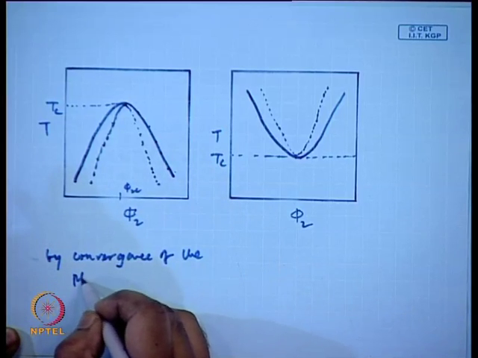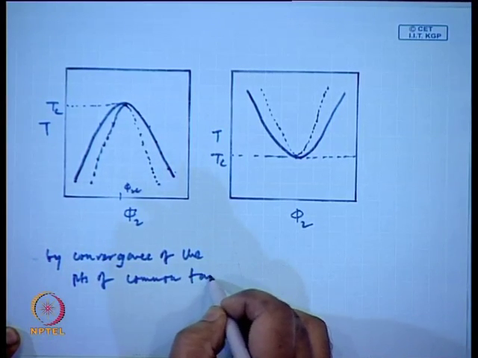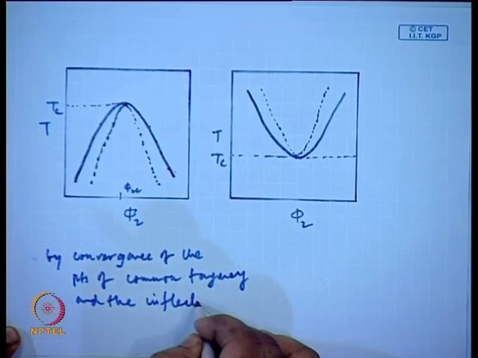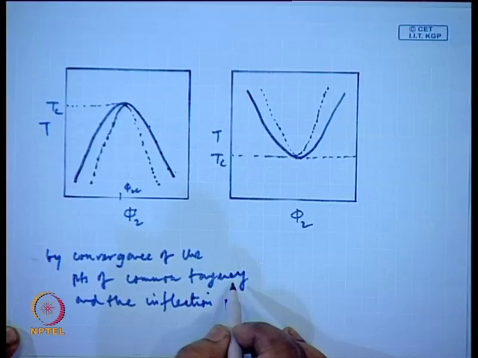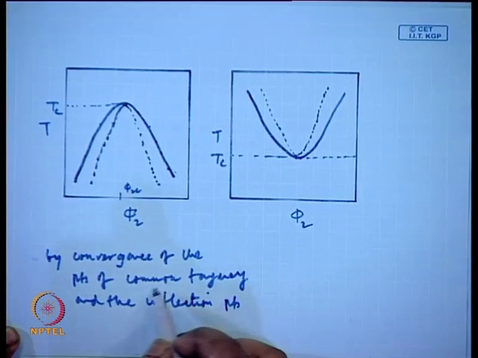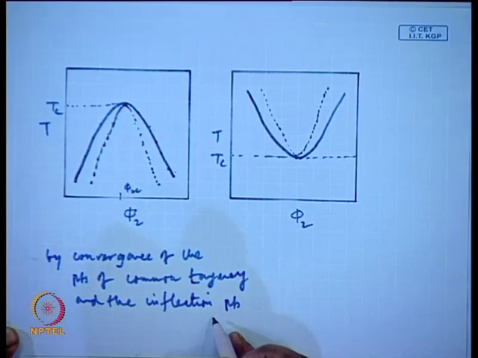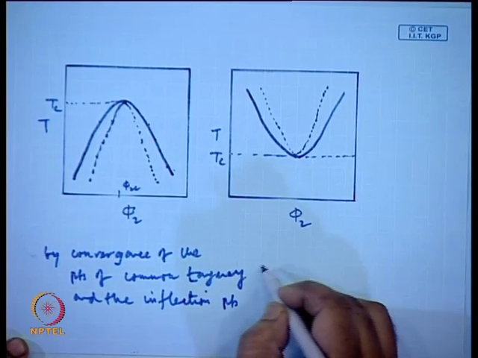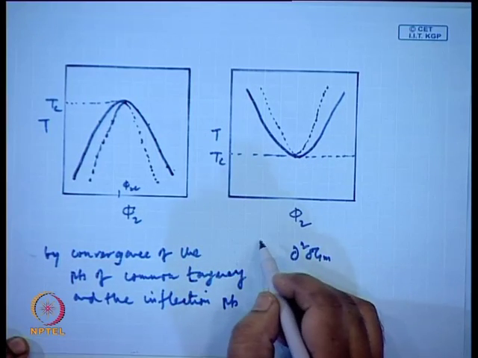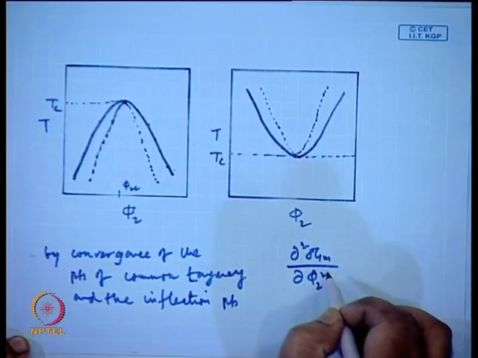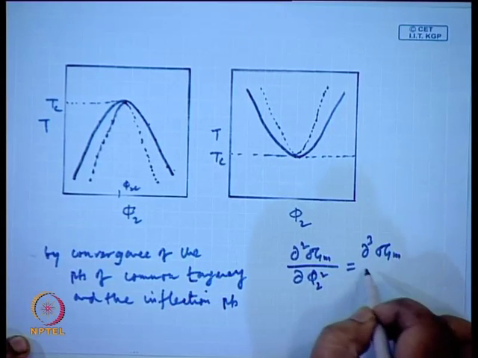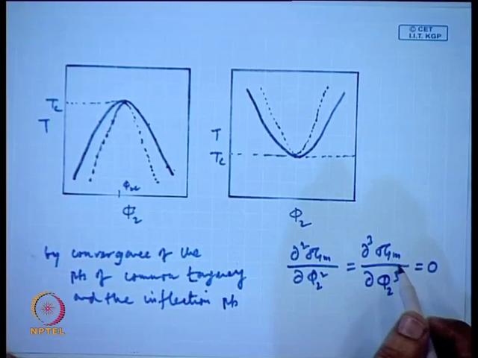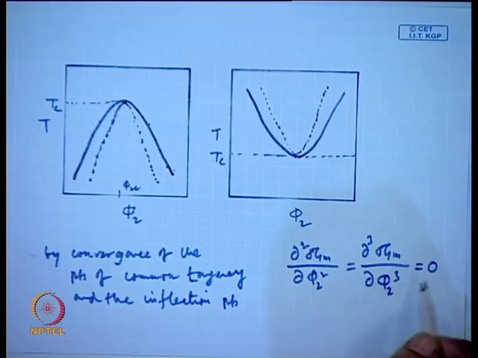convergence of the points of common tangency and the inflection points. Common tangency points are the binodal points and inflection points are spinodal points. So, by converging you get TC, and so you can write that at TC both are 0. Okay, so you can get this.